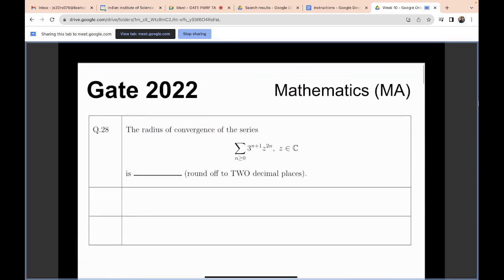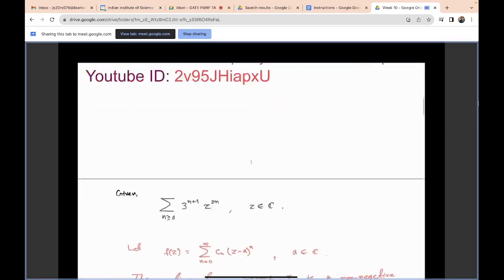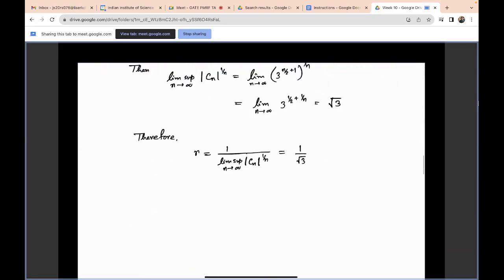So what you have to find? Oh, you have to find it rounded to 2 decimal places. So if you write it down, you can see that this is 0.57 or 0.58. Round off to 2 decimal places.